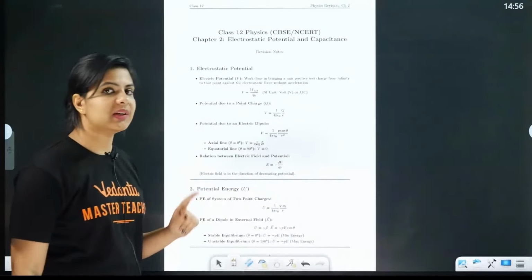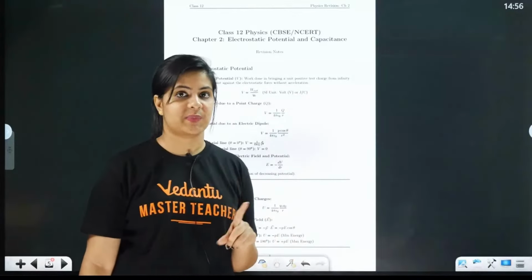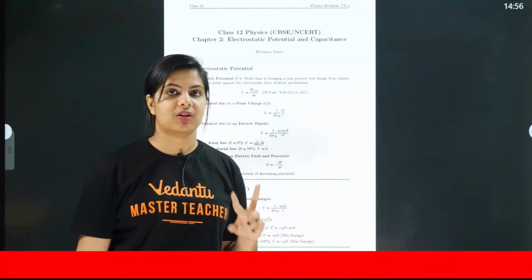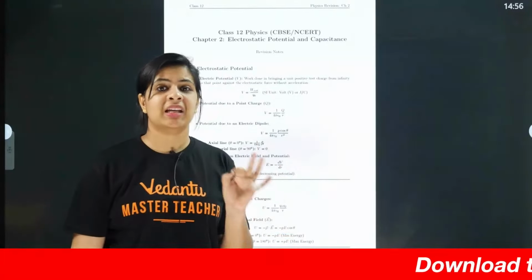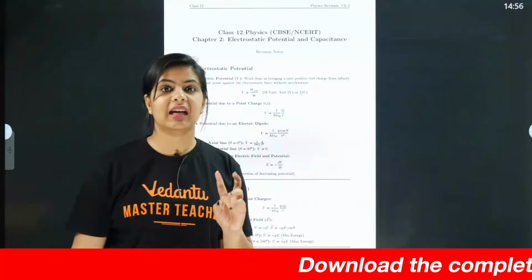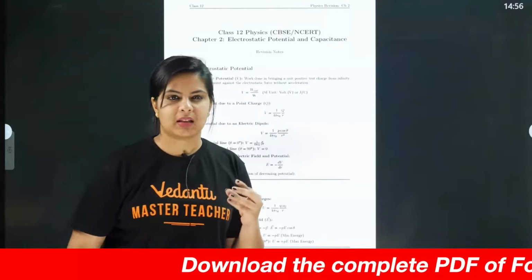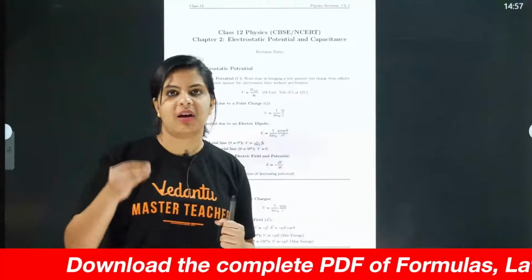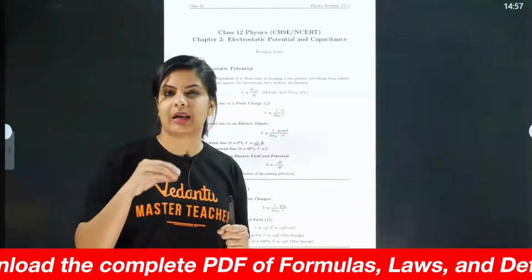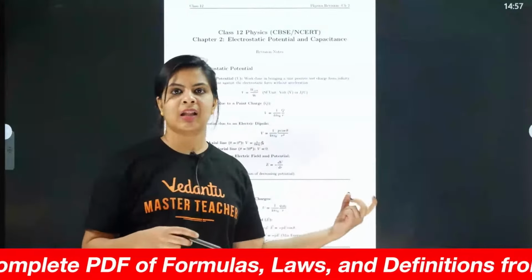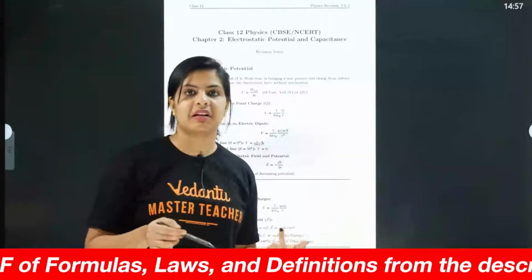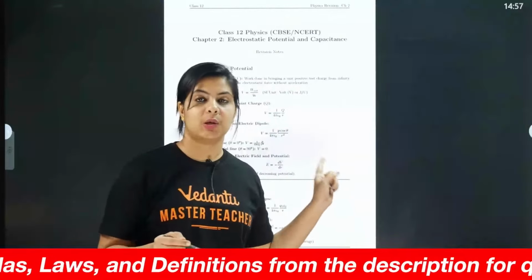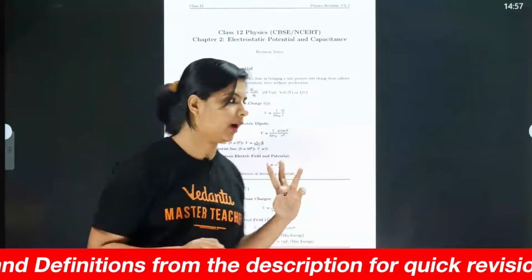Next is the relation between electric field and potential. You can expect a question from there. The relation is E equal to minus dV by dr, or let's say the negative gradient of potential. Any quantity that we divide by a distance, we call it a gradient. So this is the gradient of potential, and it is in the opposite direction. That is why we say E is equal to minus dV by dr.